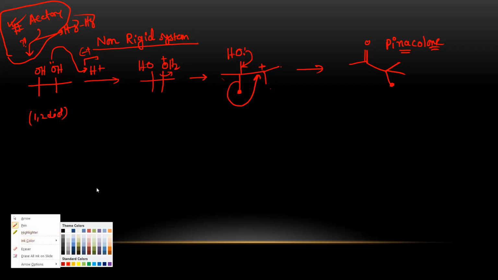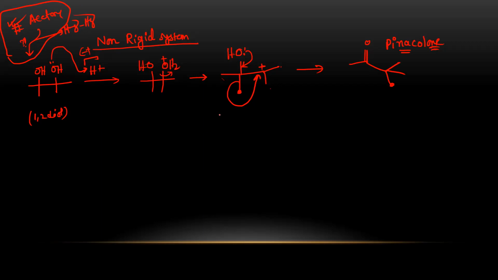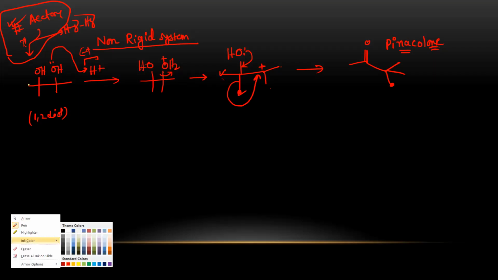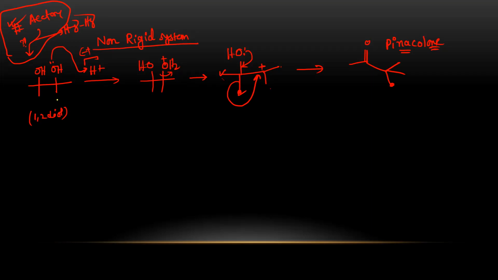Now, if this can occur, there are two problems. If these two groups are different, then which group will migrate? This is one question. And another type of problem you can have is that the structure is a little complicated. Let's practice one complicated question.